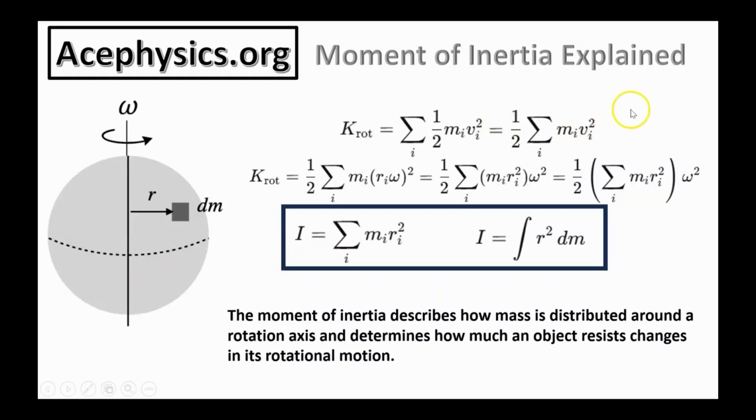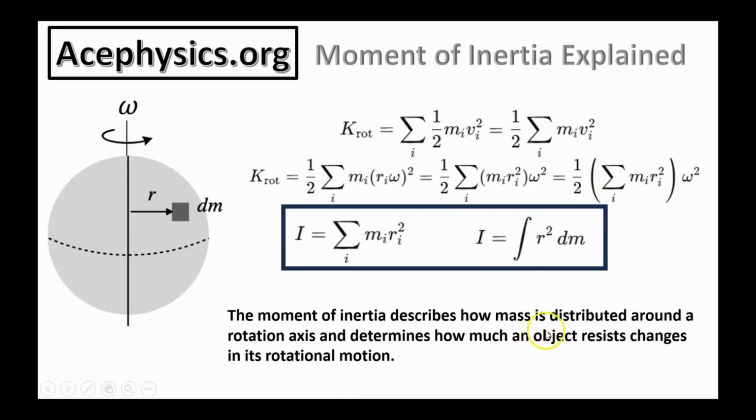But we know that v is equal to omega times r. Each one of the particles on this sphere or any spinning object has the same angular velocity. Because the omega is the same for every particle, this is the expression for kinetic energy of a rotating object, also known as rotational kinetic energy. And the term in parentheses, the sum mi ri squared, is what is known as the moment of inertia.